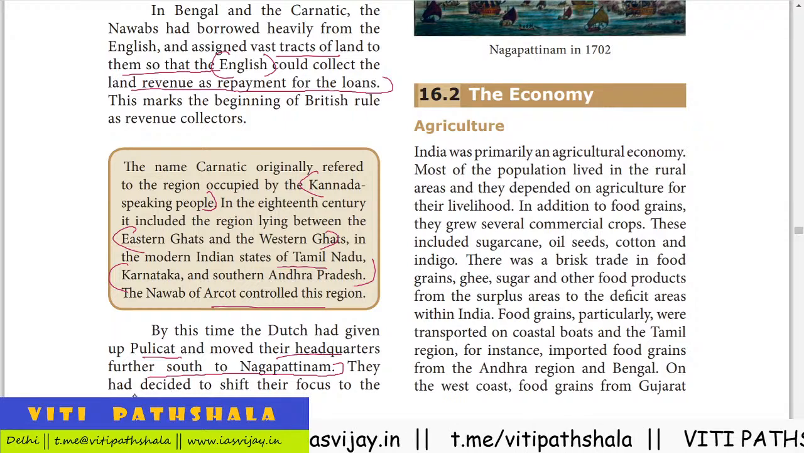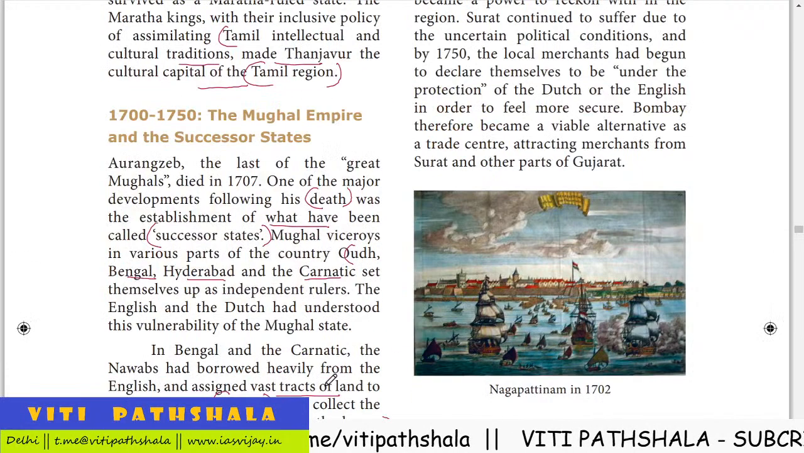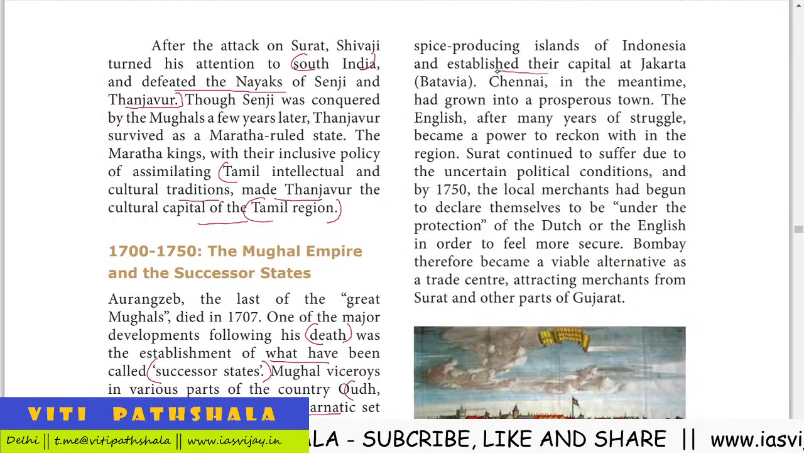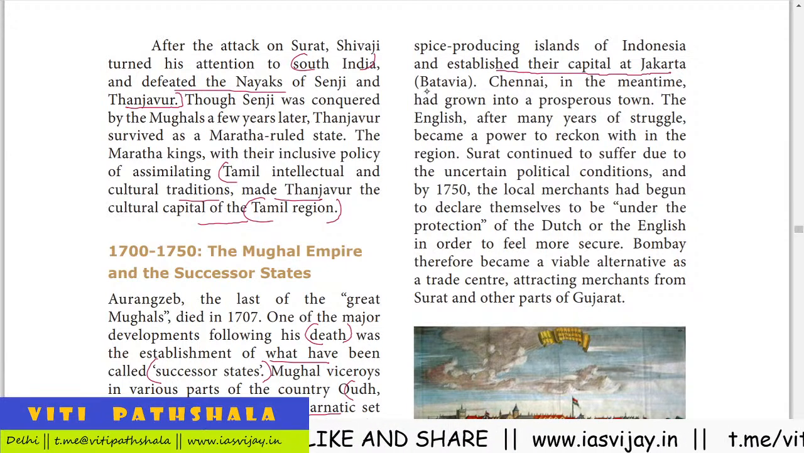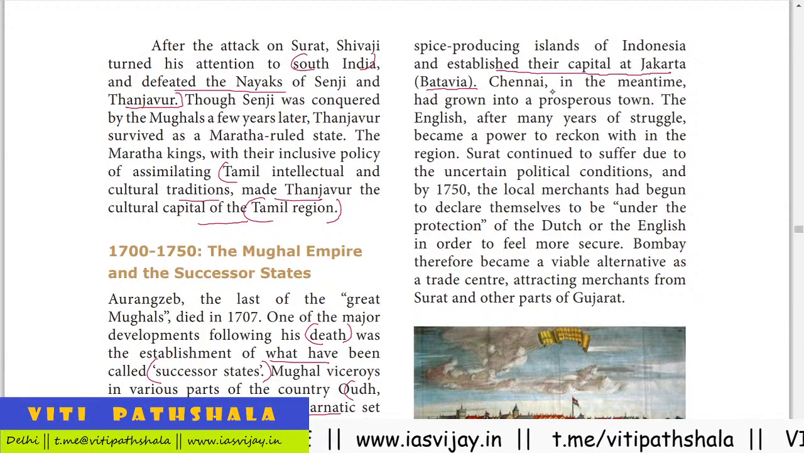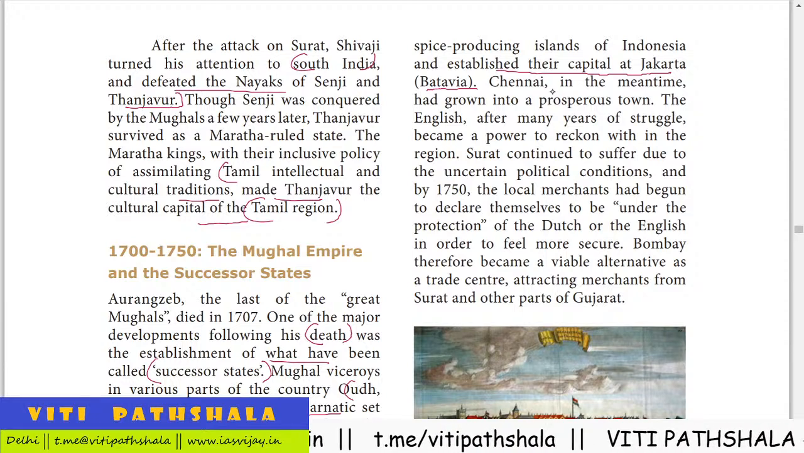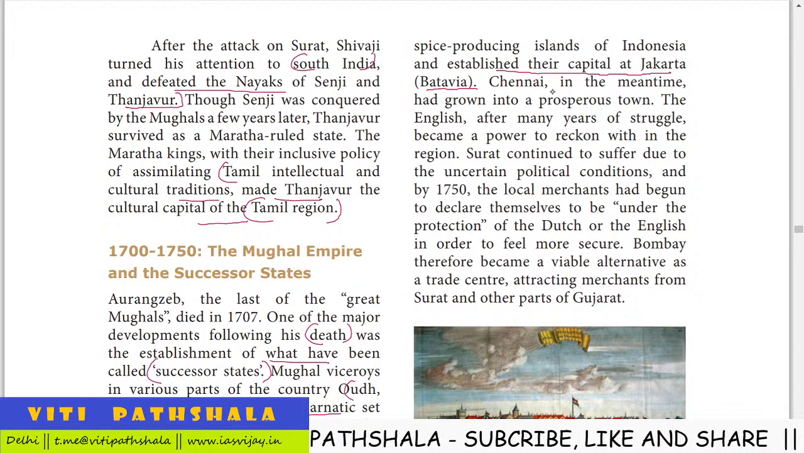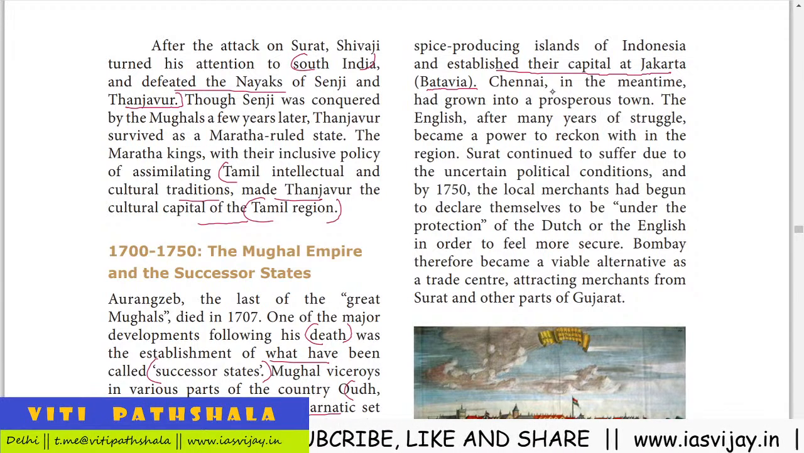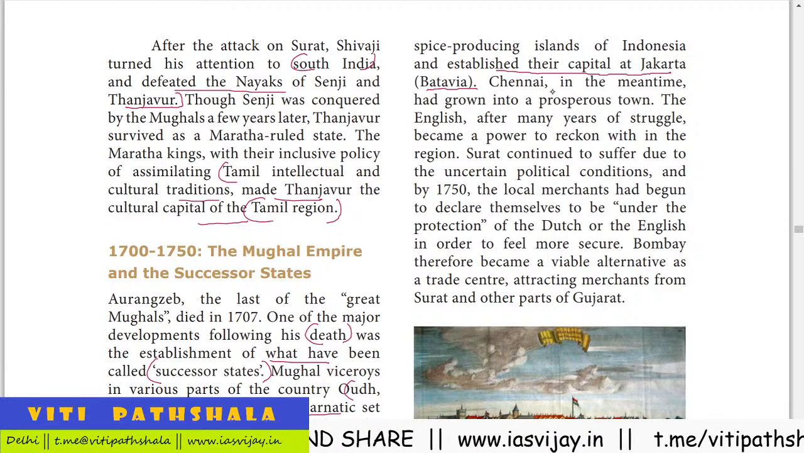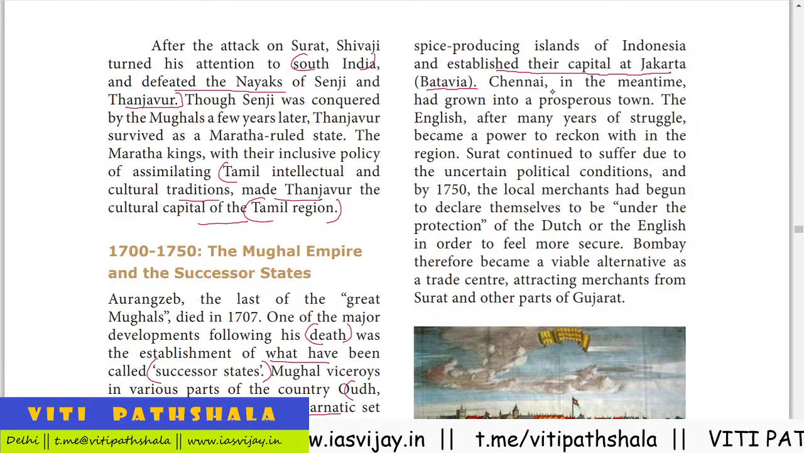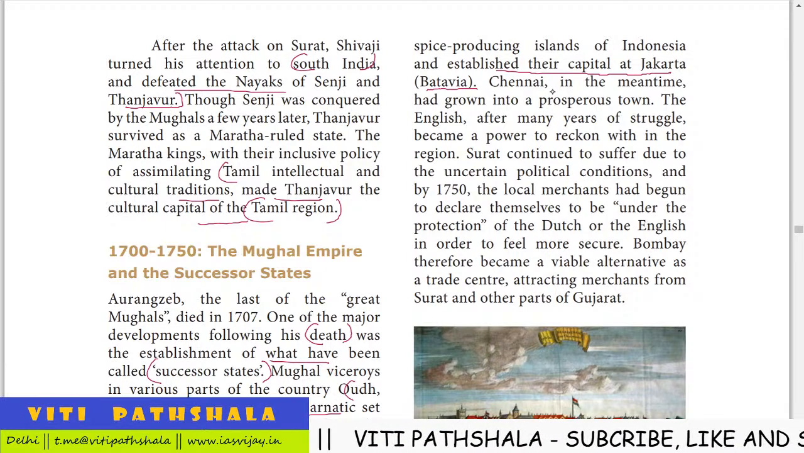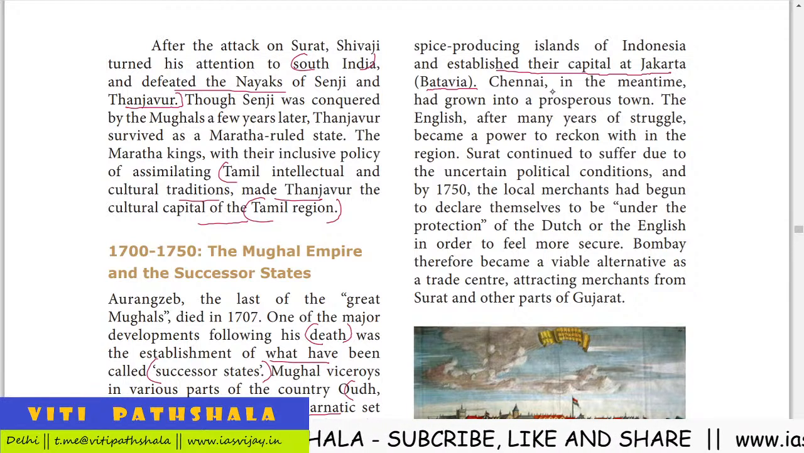Now they had decided to shift their focus to the spice producing islands of Indonesia and establish their capital at Jakarta, Batavia. Now, the one thing that is missing in the chapter is the connectivity. They were discussing Akbar, then they jumped to Aurangzeb. In between, they were discussing Vijayanagar, and the connectivity is not there. So connectivity is the issue.